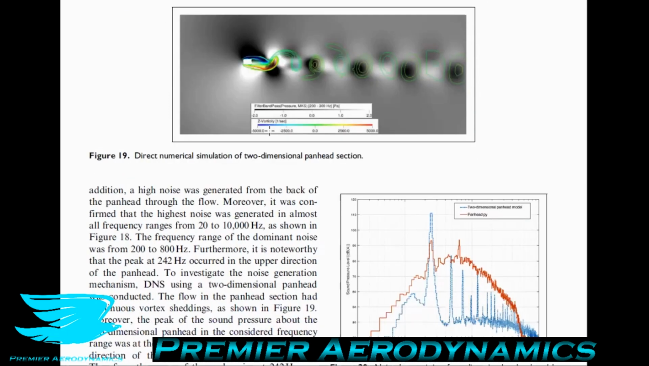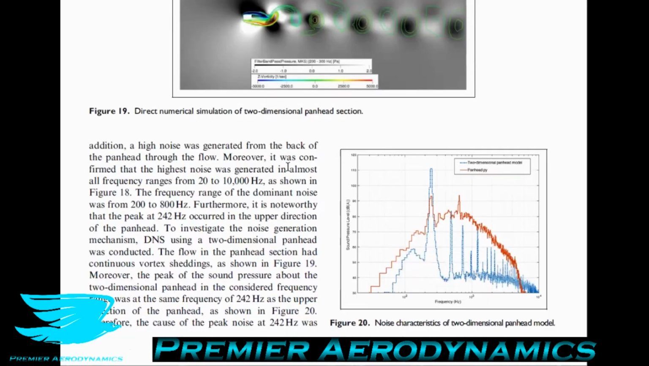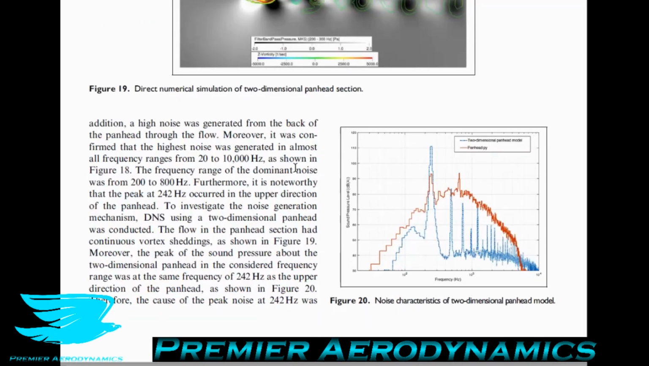Moreover, the peak of the sound pressure about the two-dimensional panhead in the considered frequency range was at the same frequency, 242 hertz, as the upper direction of the panhead, as shown in figure 20. In other words, when they were doing the three-dimensional simulation, they found that 242 hertz was a tonal noise, and that was one of the worst noises generated. They also found this in a two-dimensional simulation. So it shows that this von Karman shedding is responsible for that 242 hertz.